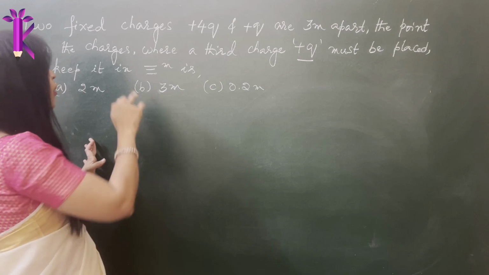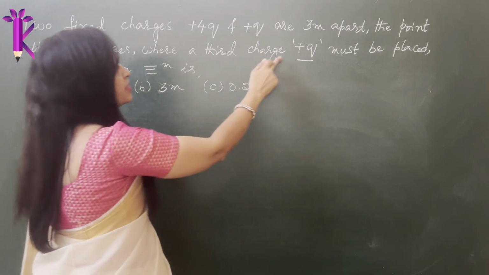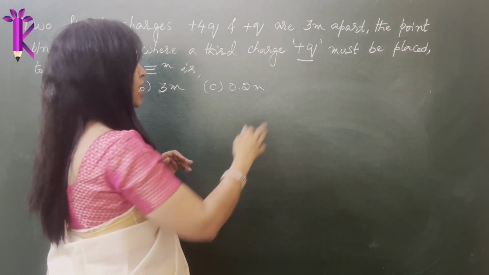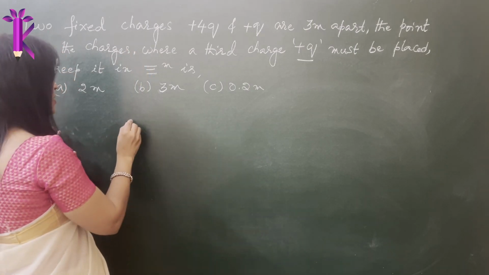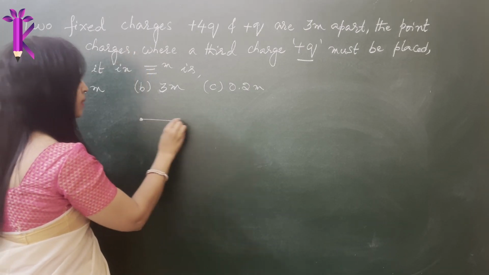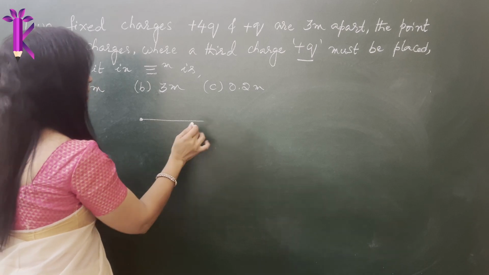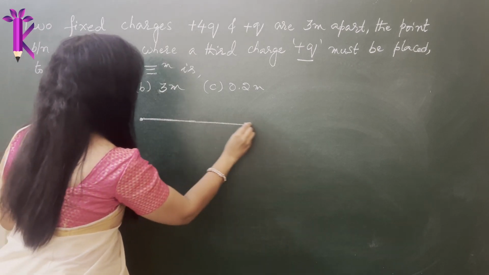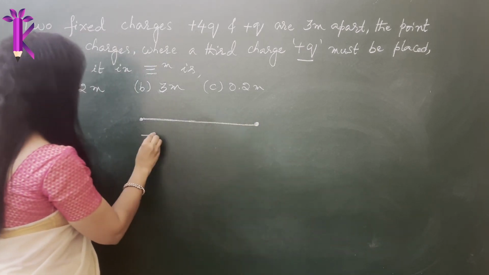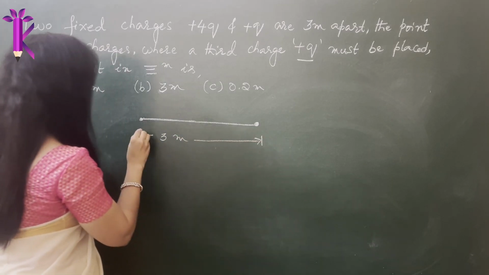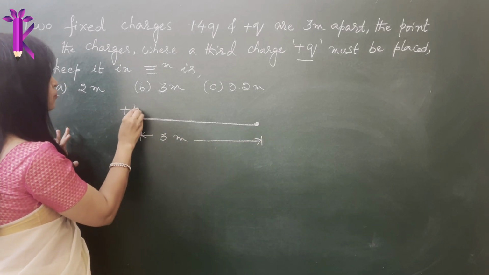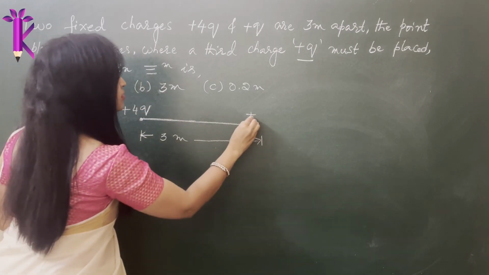You have to find a point between the charges where a third charge, plus q, another positive charge, must be placed to keep it in equilibrium. So this is the scenario. There are two charges, plus 4q and plus q. Imagine they are 3 meters apart. Here is your plus 4q charge, and here is your plus q charge.